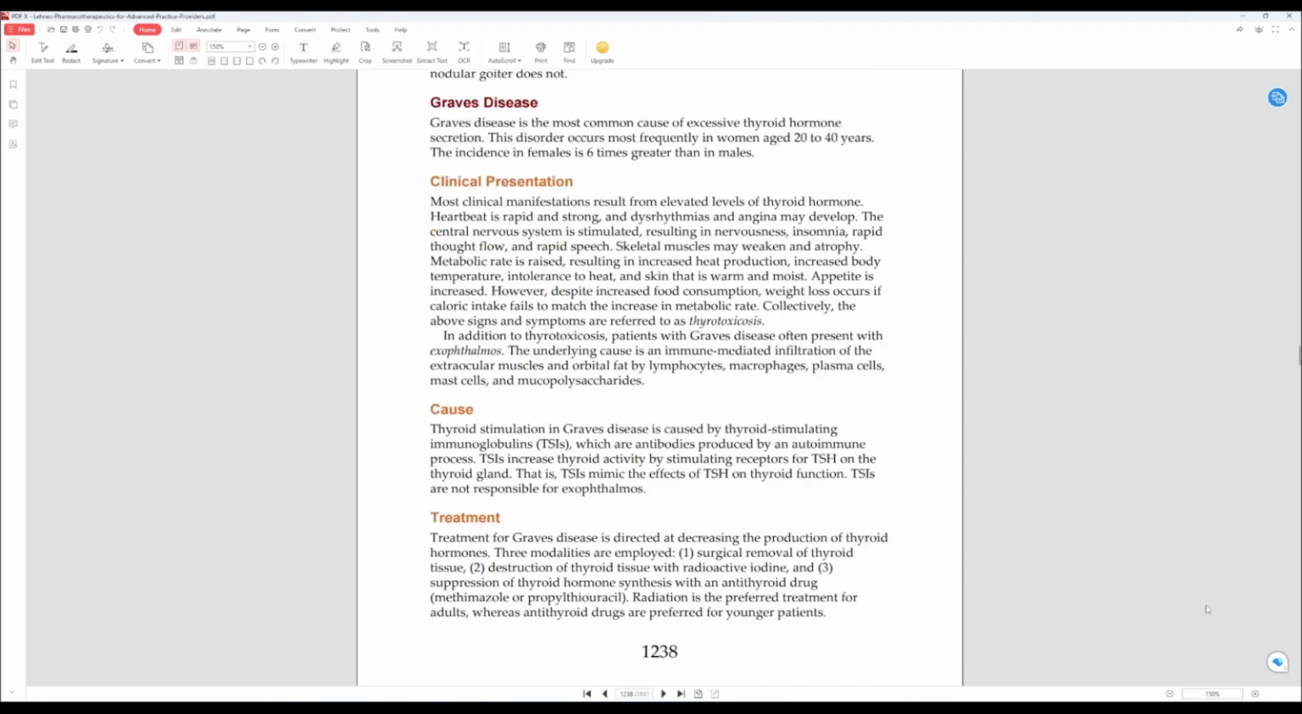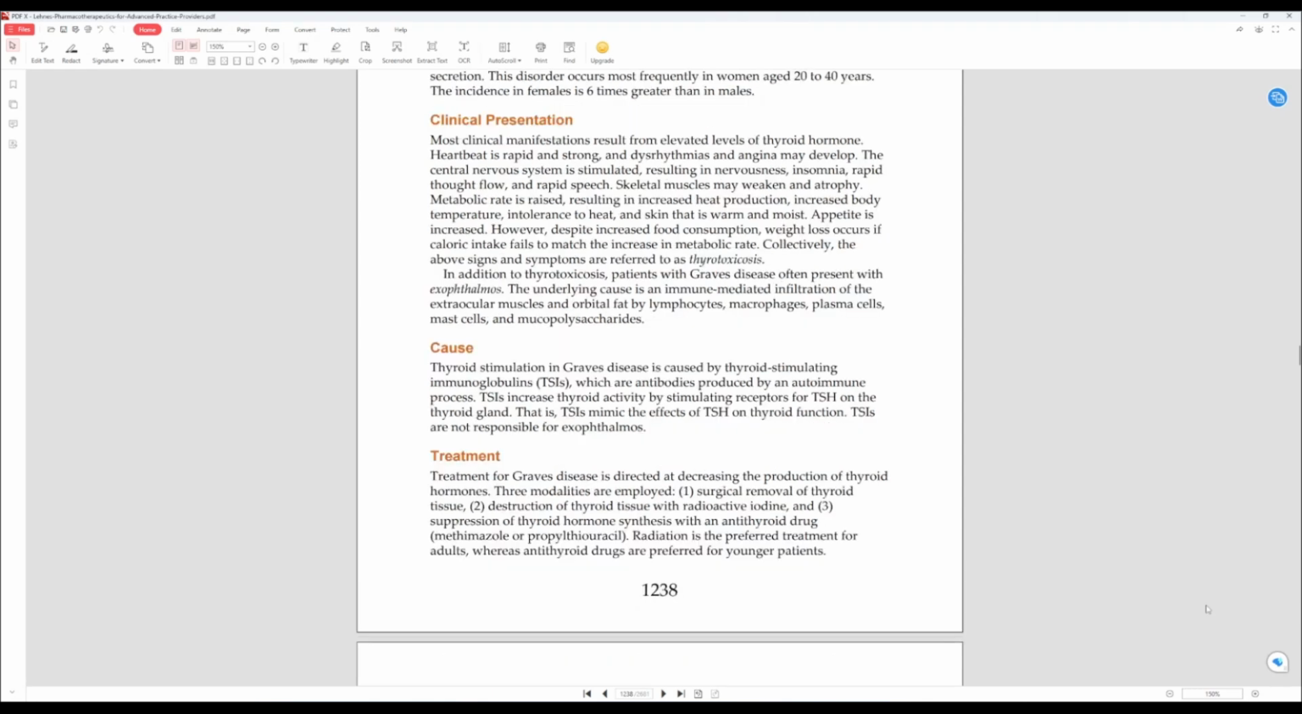So let's talk about Graves' disease. Graves' disease is the most common cause of excessive thyroid hormone secretion. This disorder occurs most frequently in women aged 20 to 40. The incidence in females is almost 6 times greater than that in males. So, what clinical presentation would these women present with?